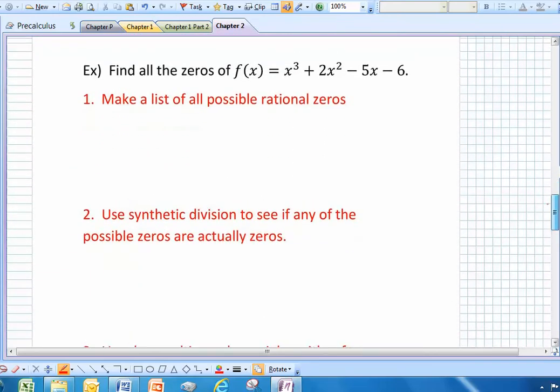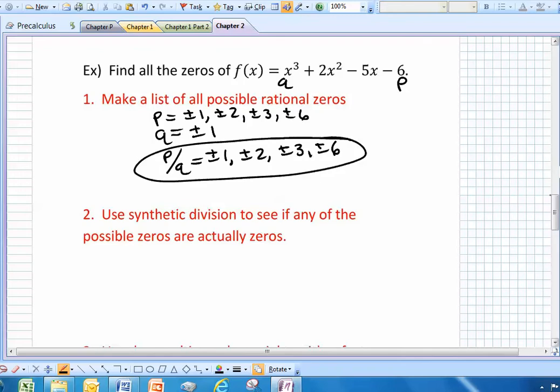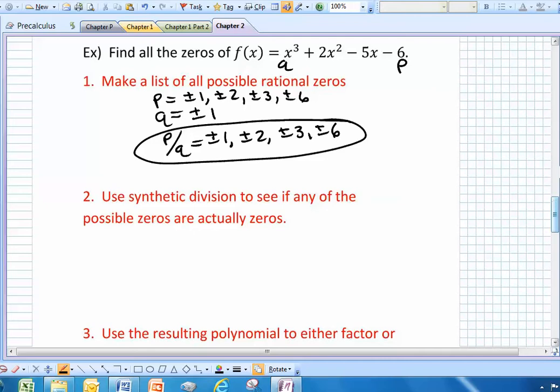Now to find the zeros, the first thing we're going to do is make a list using our p over q. So notice this is our p term, this is our q. So p is plus or minus 1, 2, 3, and 6. And q is just plus or minus 1. So remember, the p over q is just going to be the same as p because all you're doing is dividing by 1. So that's our list of possible zeros. Then we're going to use synthetic division to see if the possible zeros are actual zeros. So for example, I'll start with 1.